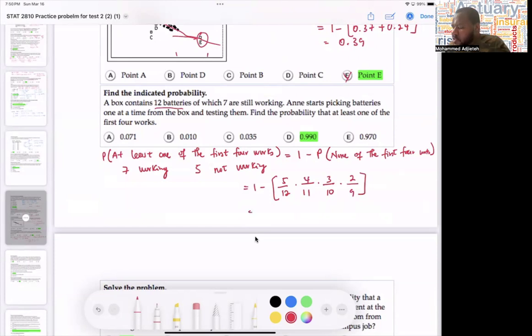So when you do this, you get 0.990. So then again, I used the complement rule to answer this. Find the probability that at least one of the first 4 working is the same as 1 minus none of the first 4 working. So this is how to go about that.